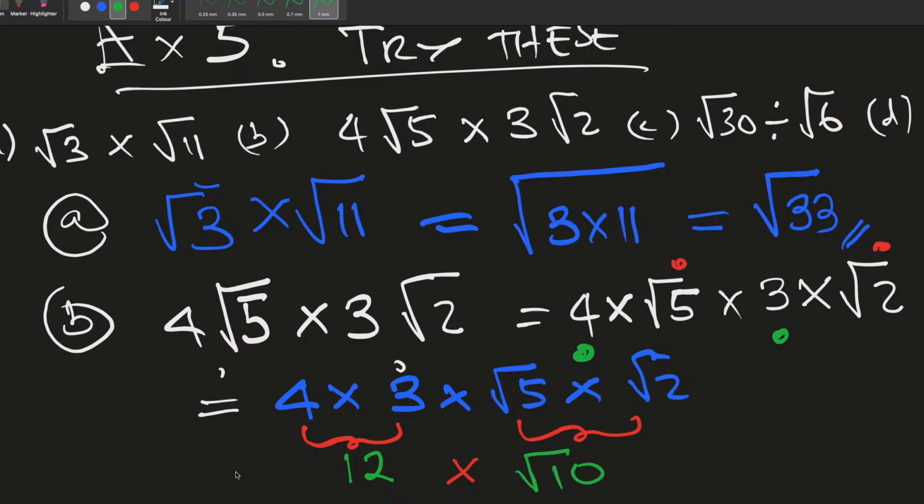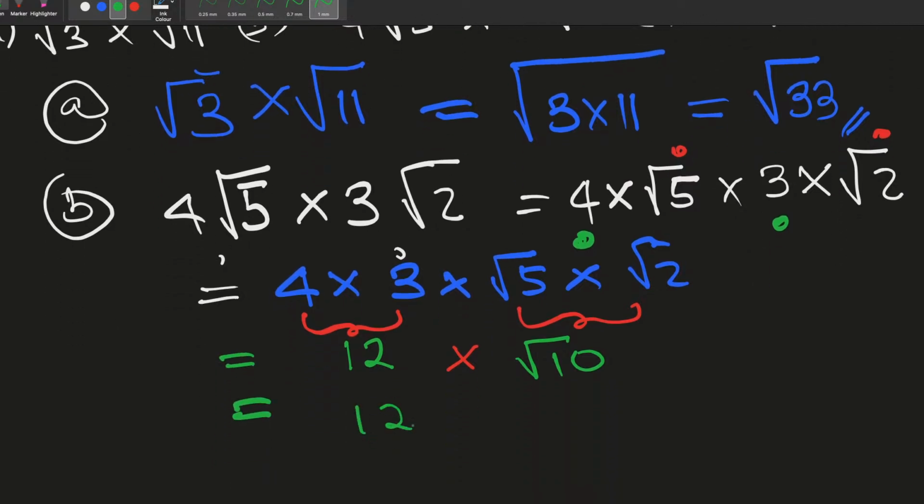So what will be our answer? Our answer is 12 root 10. Beautiful. Now let's tackle the C part as well.